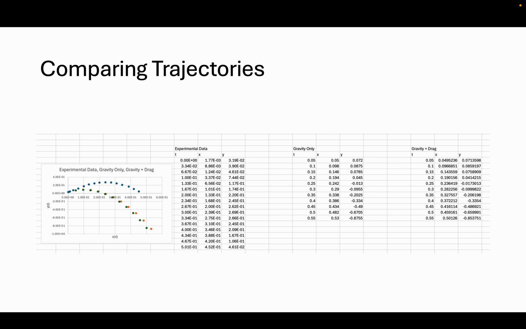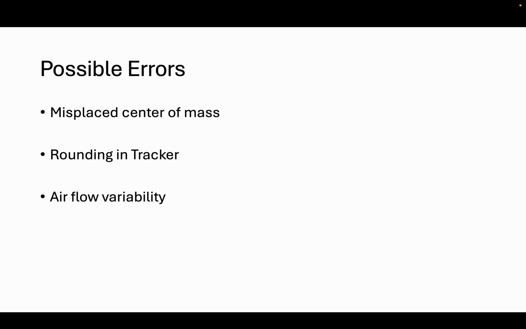The gravity plus drag model aligns much more closely with the experimental trajectory, especially around the peak and descent, showing that the drag force plays an important role in slowing the object down in real-world motion. Some deviations may come from misidentifying the center of mass, rounding in Tracker, or inconsistent air currents in the room affecting motion.